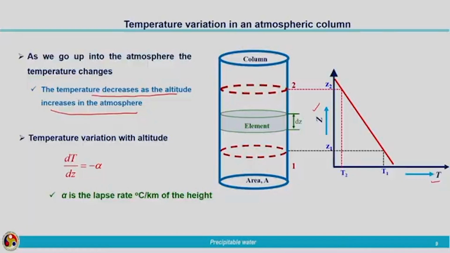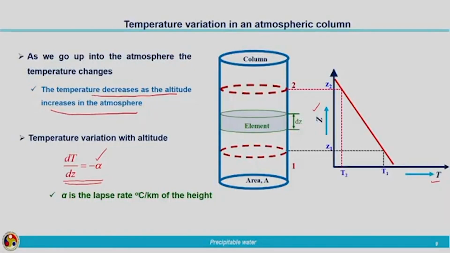So, the temperature variability with respect to altitude, that is Z versus T, can be plotted like this as a linear plot. Now, temperature variation is given by this lapse rate equation, dT by dz. What is it? dT by dz is the slope of the straight line. That is nothing but our alpha. Negative alpha is there because it is sloping down. That is why we have negative alpha, because temperature is decreasing as the altitude increases. And alpha is the lapse rate, which has the unit degree Celsius per kilometer of height.